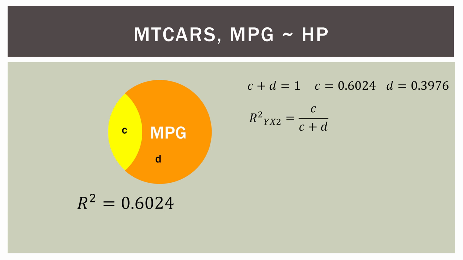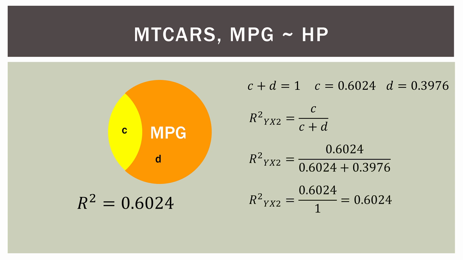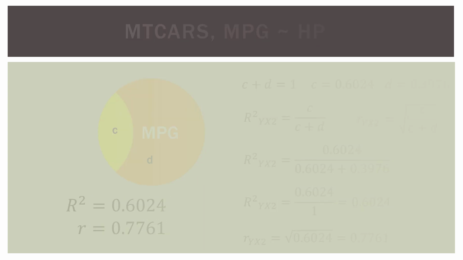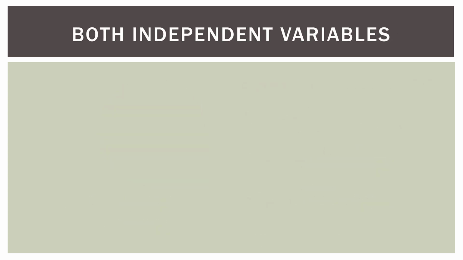So the R squared is just C, the area there in the yellow, divided by the whole thing, which is C plus D. That's 0.6024 over 1. And we take the square root, and we get our R. Now remember that the R is negative here, so we would actually write this as negative 0.7761.